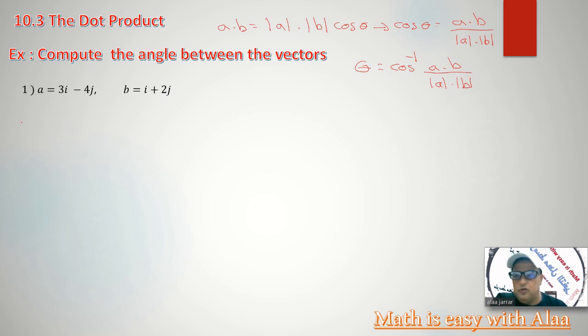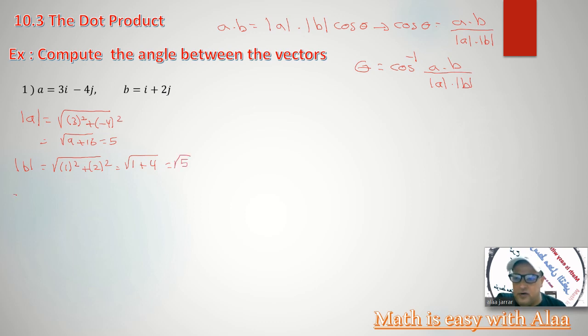What we will do here, first of all, we will find the magnitude of A. The magnitude of A equals the square root of 3 squared plus negative 4 squared, and it's equal to the square root of 9 plus 16, which equals 5. So the magnitude of B equals the square root of 1 squared plus 2 squared. 1 squared is 1, and 2 squared is 4, it will be radical 5.